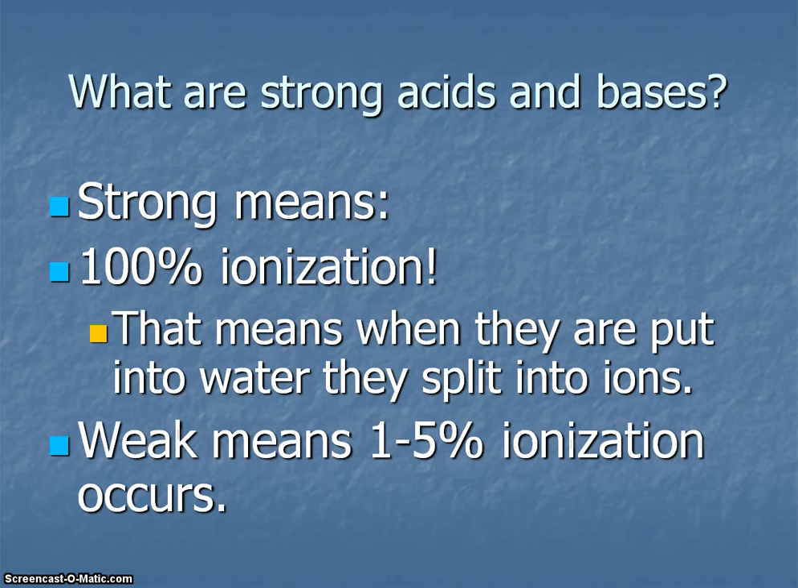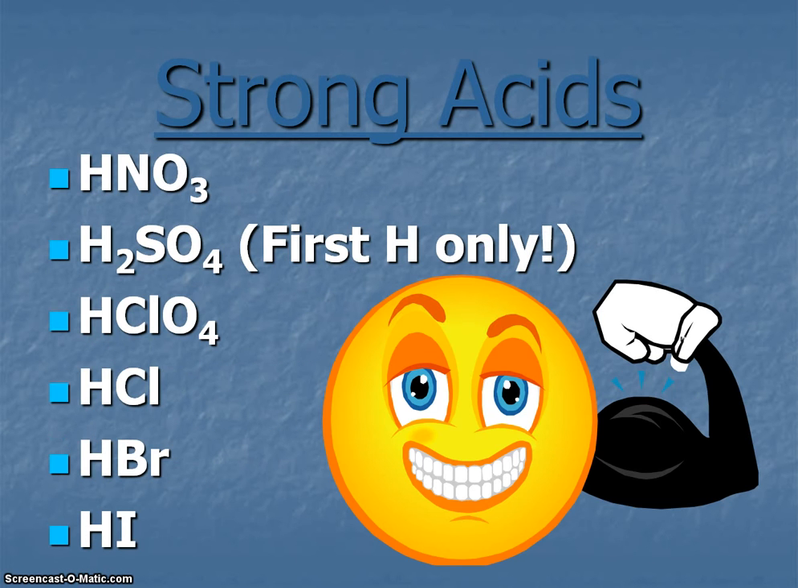Weak means only 1 to 5% go to its ions. The rest stay as a whole. So we've got strong, that means 100% ionization, and weak, that means only 1 to 5%.